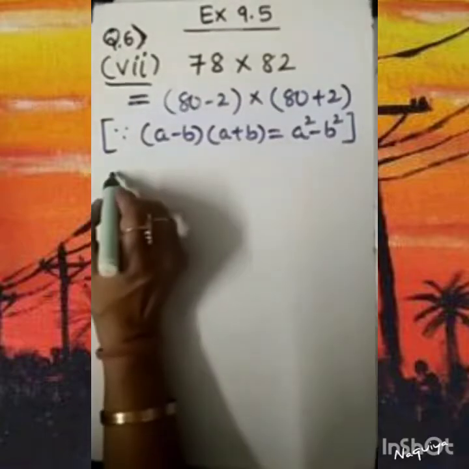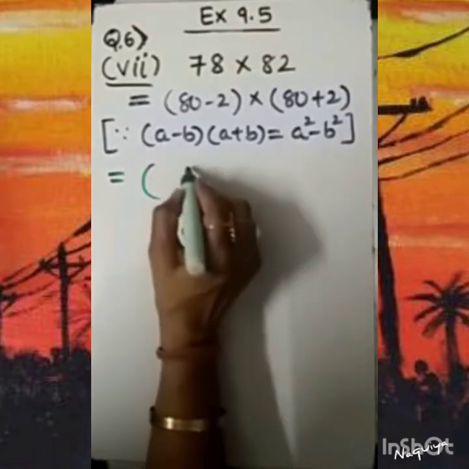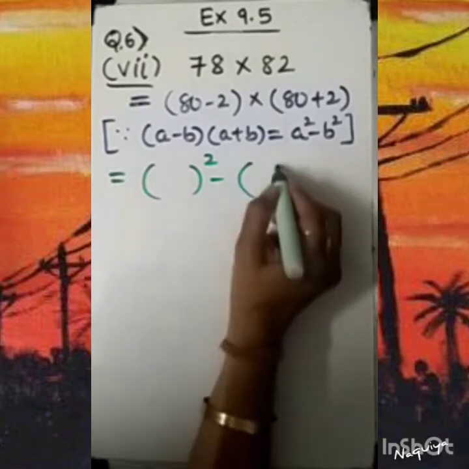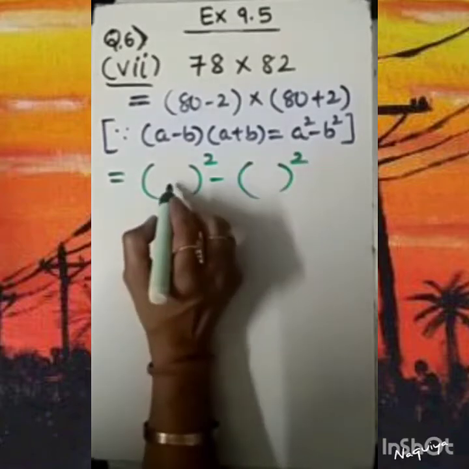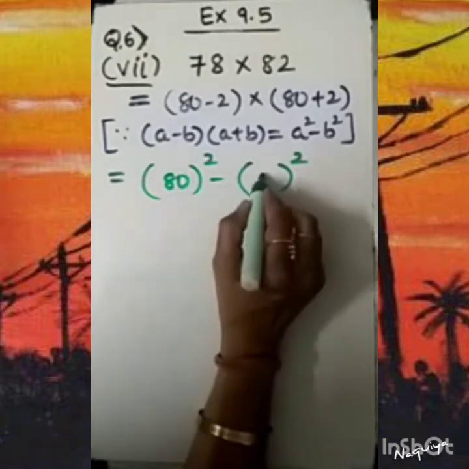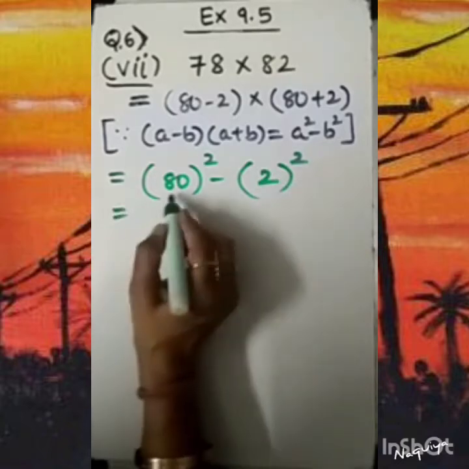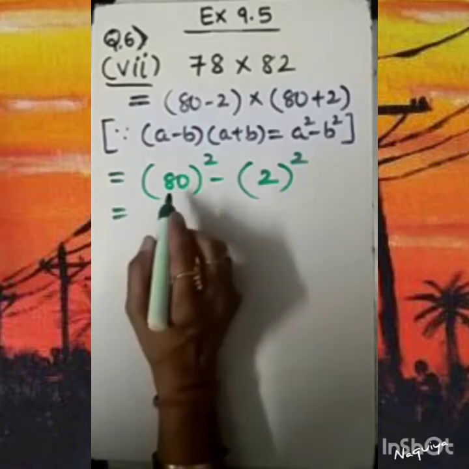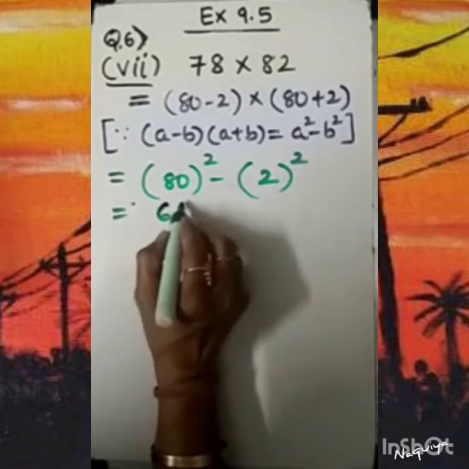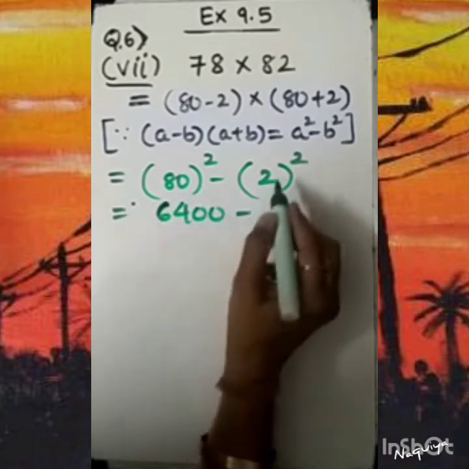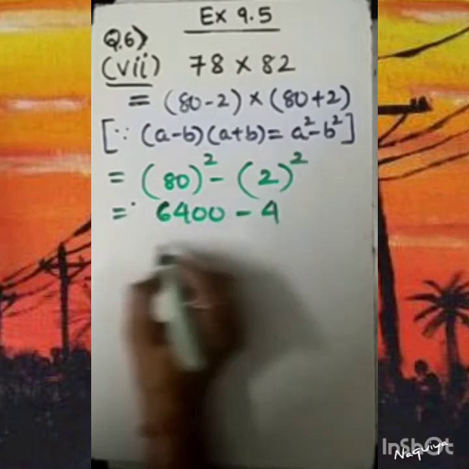Now for the next, what we have to do? A square minus b square. What is a square? That is 80 square, and b is 2. What is 80 square? 8 square, it means 8 into 8 is 64, so 6400. Minus 2 square, we know, that is 4.